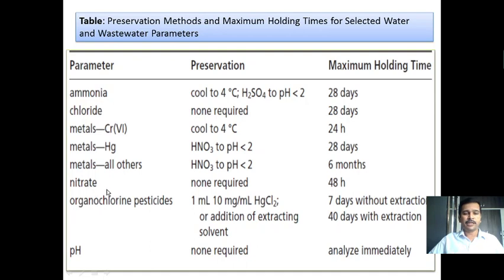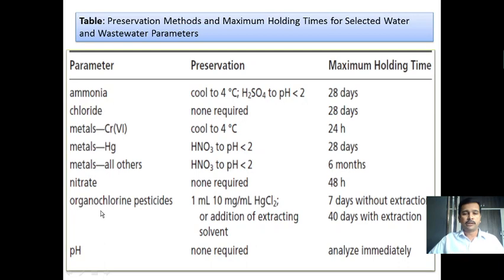For nitrate analysis of the collected water sample, no preservation is required, but you have to complete the analysis in 48 hours. Here also, nitrate can be converted to nitrite, and nitrite can be converted to amine. So a reduction reaction is possible when the atmospheric components interact with the sample.